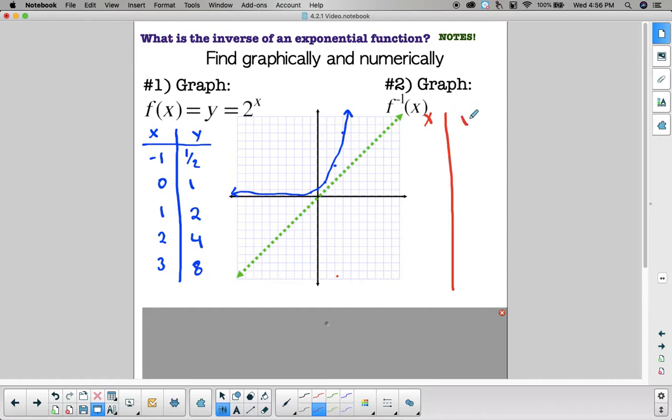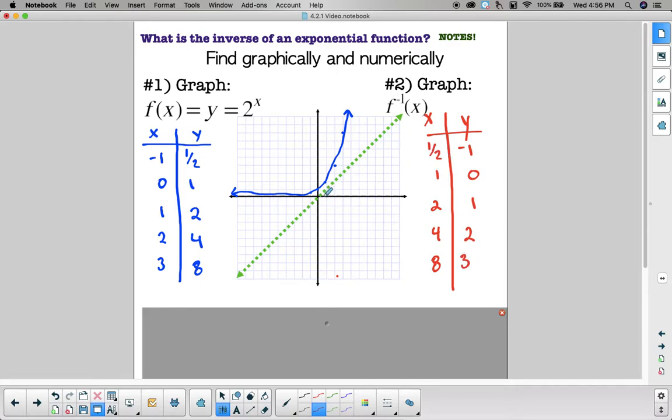I'm just going to come up with the points first. So I'm just going to flip-flop my x and y. 1/2, and the inverse goes to -1. 1 goes to 0. 2 goes to 1, 4 goes to 2, and then 8 goes to 3. And now I'm going to plot these points.